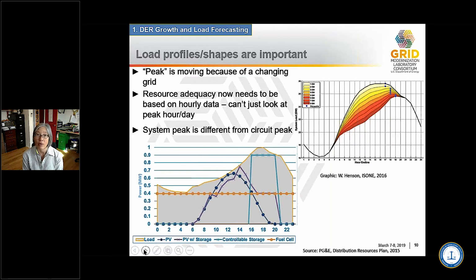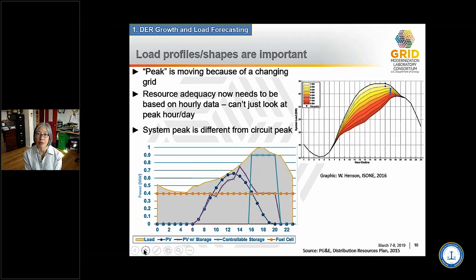What the top right graphic here shows is that peak is moving, and people might have talked about this yesterday. I didn't attend all of yesterday, unfortunately, but this is for New England, and it's showing that with increased solar on their system, they're expecting that peak is moving from 5 o'clock to 6 o'clock to 7 o'clock as that solar provides energy and pushes that peak outward.